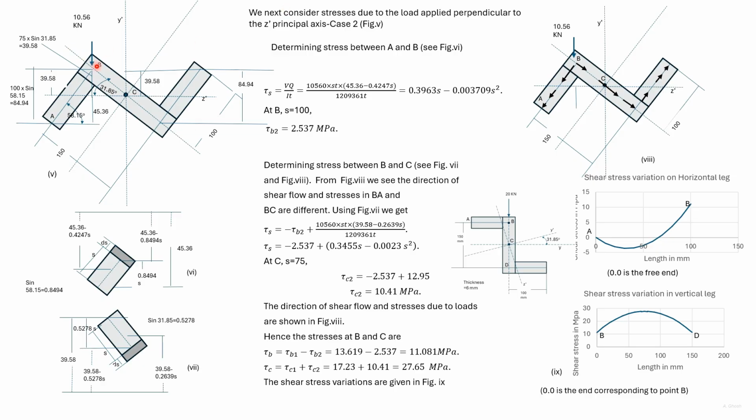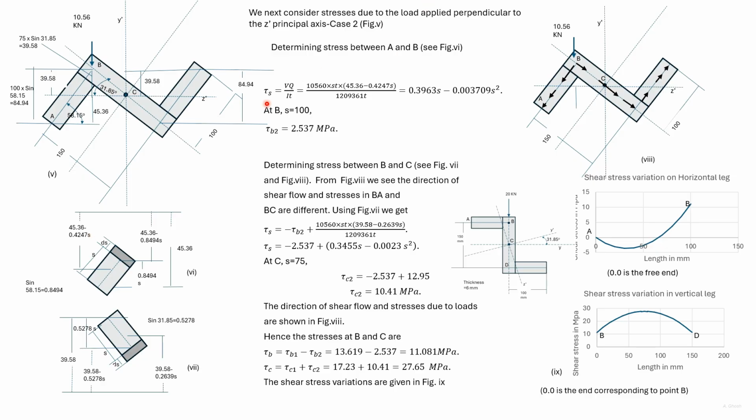Now BC is 75, this angle is 31.85. So this distance is 75 into sine 31.85, that is 39.58. So the vertical distance of the neutral axis from the point A is 45.36. So this distance is 45.36. The distance of the centroid of this section from the neutral axis is 45.36 minus half of this, that is 0.4247 s.